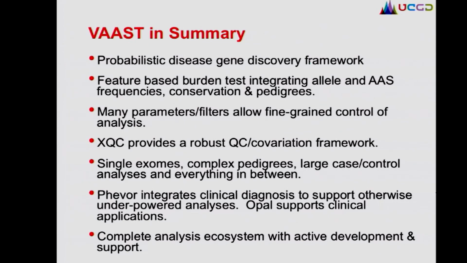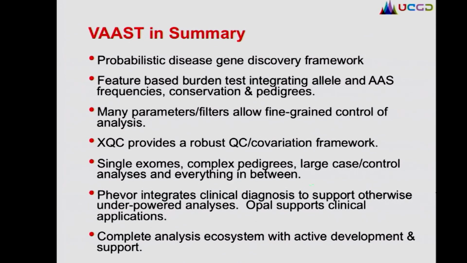So in summary, VAAST is a probabilistic disease gene discovery framework. It's feature-based, burden tested, integrating both allele and amino acid substitution frequencies, conservation, and pedigrees. It's got lots of parameters and gives you fine-tuned control over information that you know that may not be modeled directly. pVAAST provides a robust QC and covariation framework, single exomes, complex pedigrees, case control analyses, and everything in between.